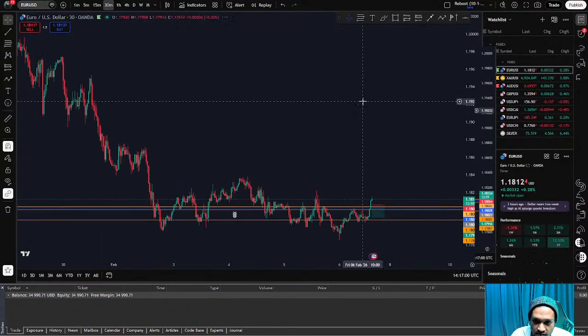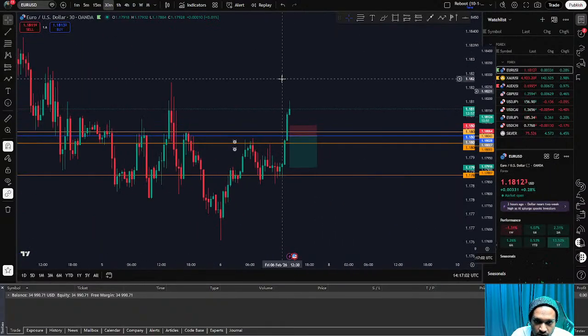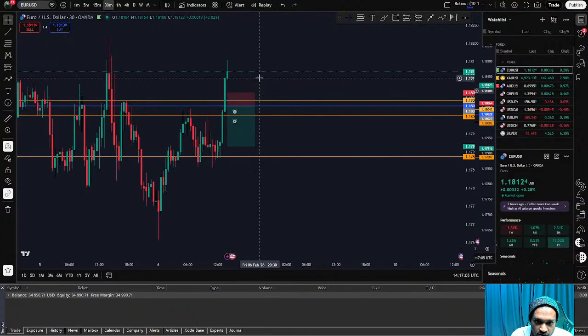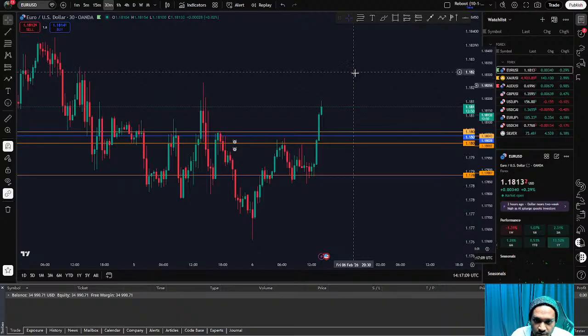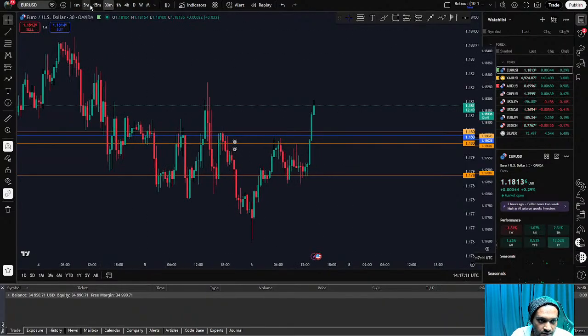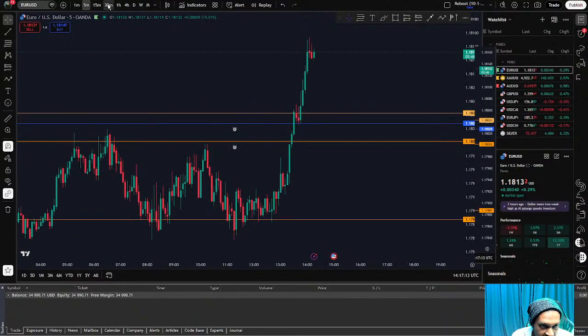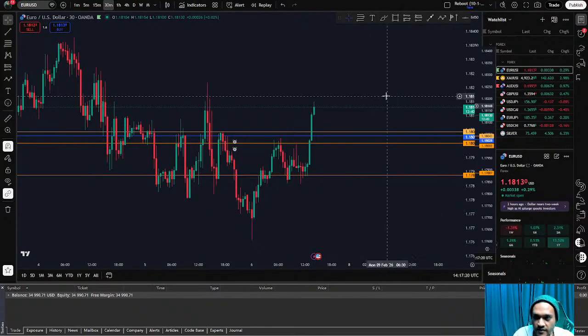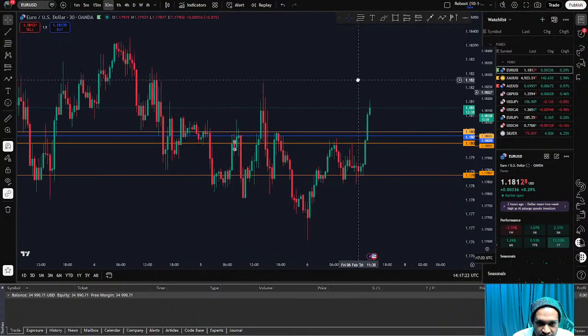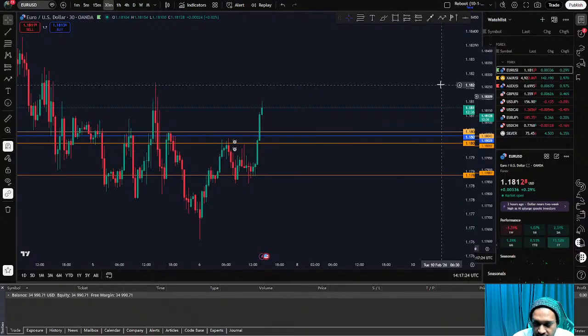Let me look at this other pair. Okay, for this one here, we probably already hit our stop loss, so let's forget about that. Because if the gold pair is going strong, normally Euro USD price will also go strong, because they are both positive energy together, somehow connected.